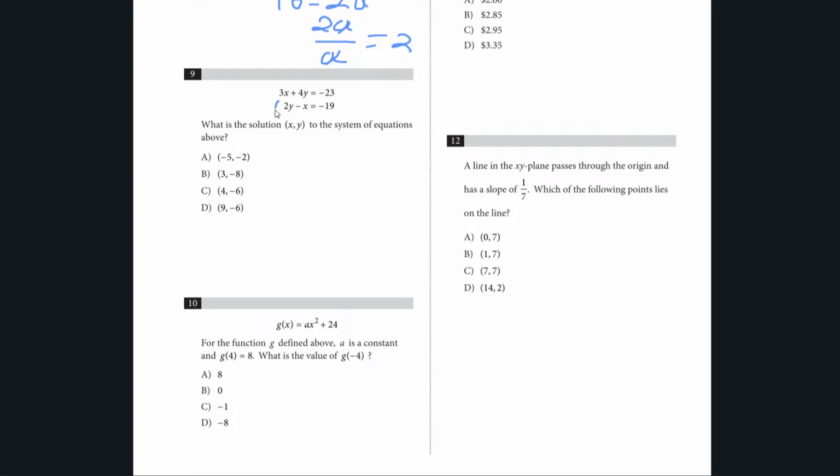Let's just multiply the bottom by 3, and that gives us 6y minus 3x is equal to negative 19 times 3, what's that, negative 57? These 3x's cancel when you add them together, so it just becomes 0, and then you get 6y plus 4y, it's 10y. Adding the negative 23 to the negative 57 gives us negative 80. So we have y is equal to negative 8. The only one that has that is B. We don't even have to solve for x.